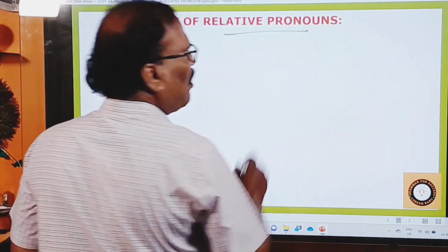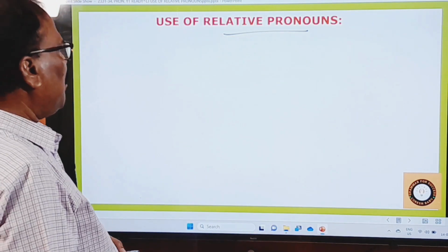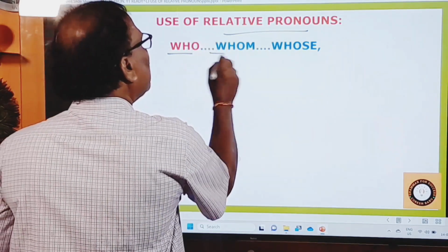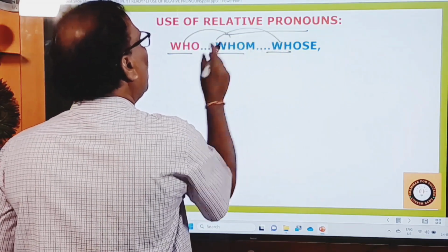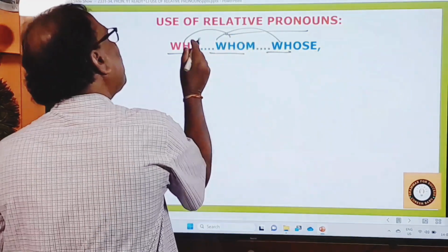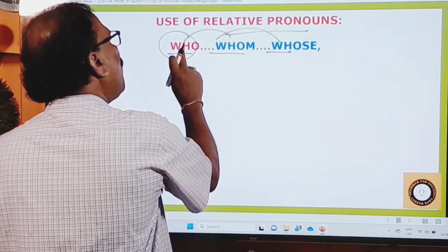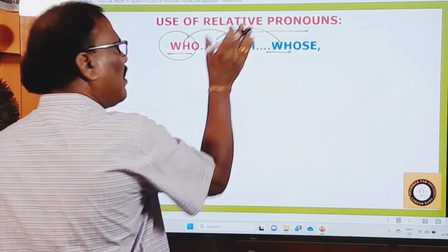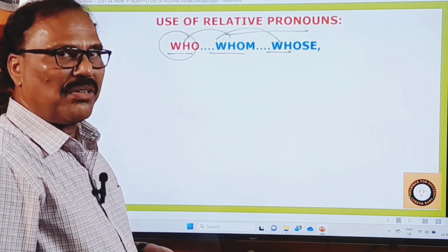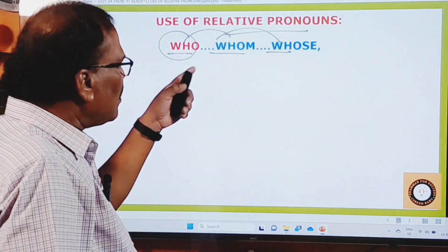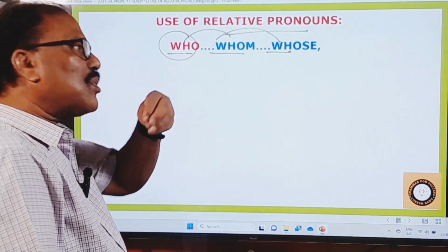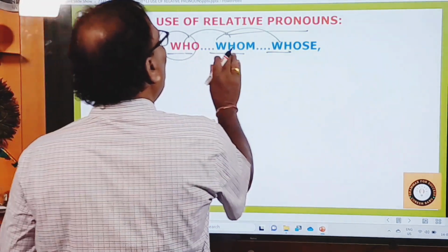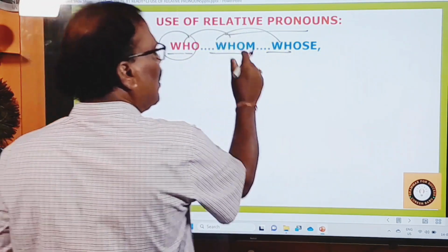Use of the relative pronouns. Okay, what are the relative pronouns here? Who, and the ones that have come out of this who. These are the forms that have come out of this who. Okay, who, whom, and whose. These three relative pronouns. Other relative pronouns are also there, but I am not going to teach you about them in this video. I am going to teach you exclusively about these three relative pronouns. Okay, who, whom, whose. These are called relative pronouns.